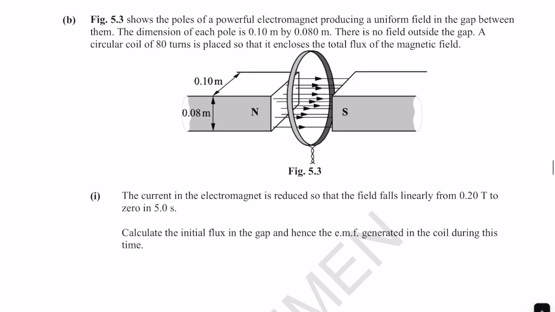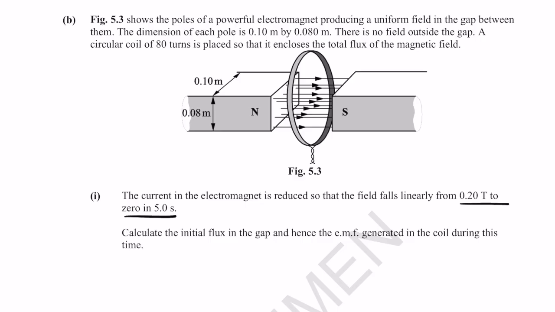Part B says figure 5.3 shows the poles of a powerful electromagnet producing a uniform field in the gap between them. The dimensions of each pole are 0.1 by 0.08 meters. There is no field outside the gap. A circular coil of 80 turns is placed so that it encloses the total flux of the magnetic field. And for part I, the current in the electromagnet is reduced so that the field falls linearly from 0.2 teslas to 0 in 5 seconds.